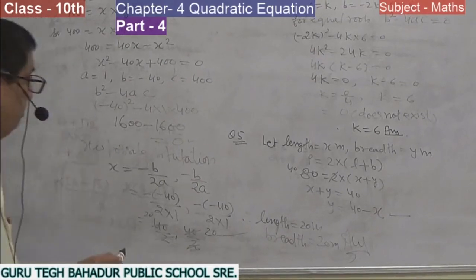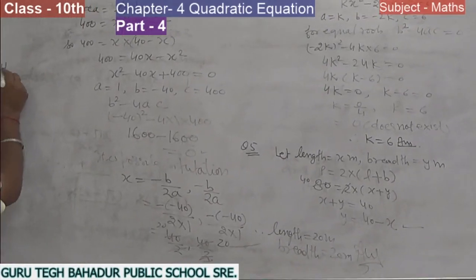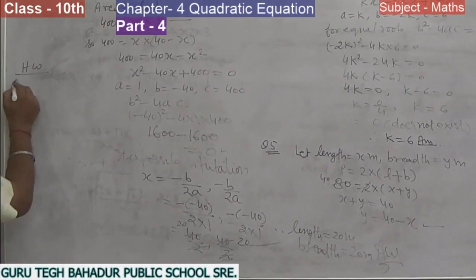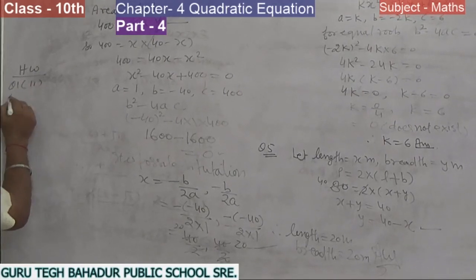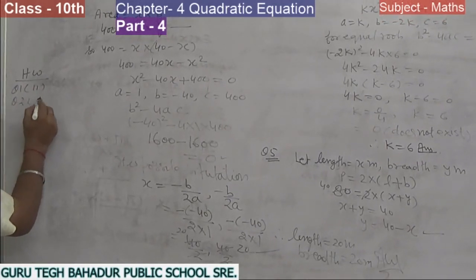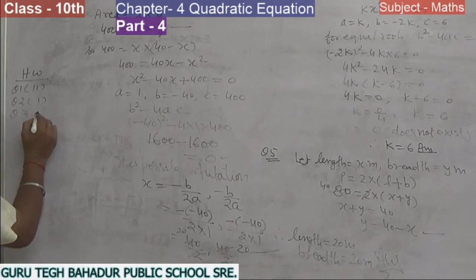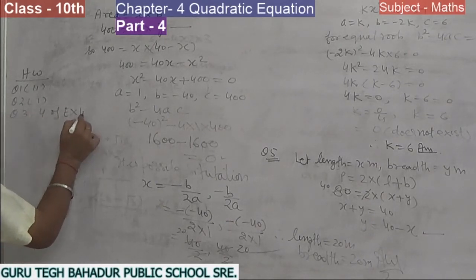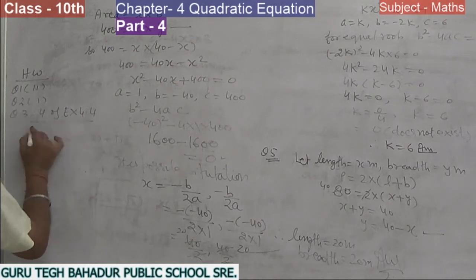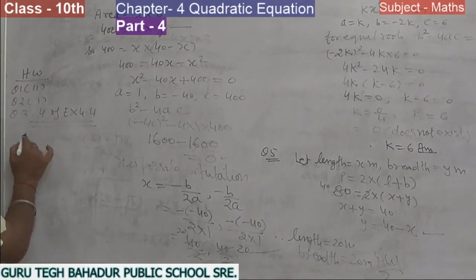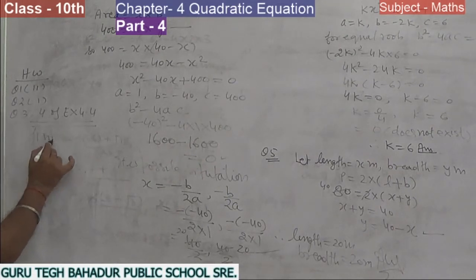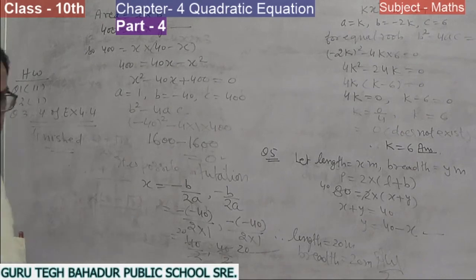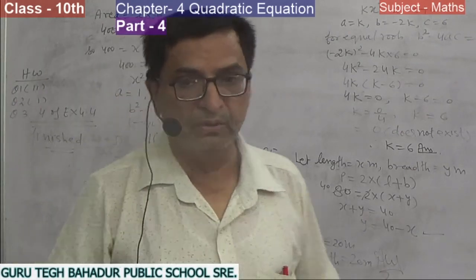So homework is question number 1 second part, question number 2 first part, question 3 and 4 of exercise 4.4. So this chapter is finished. Next time we will do chapter number 5, that is arithmetic progression.